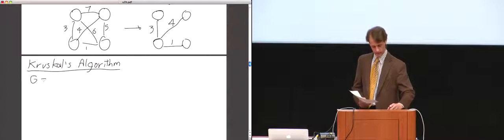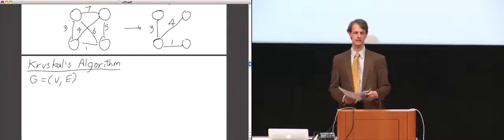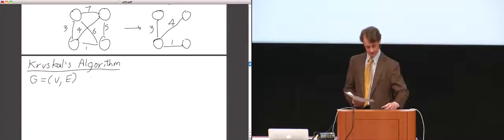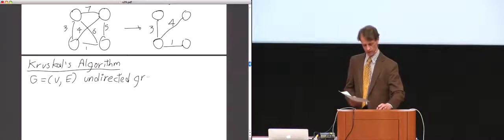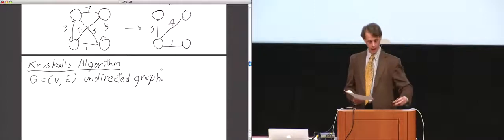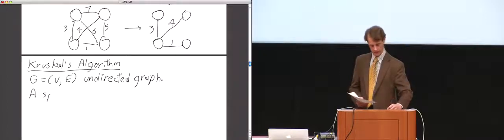So let's go back into our formalism. Our graph, we're going to call it G, which is a set of vertices V and edges E. And it is undirected. This is just a naturally undirected problem. It doesn't really make sense on a directed graph. I want to define what a spanning tree of a graph is.